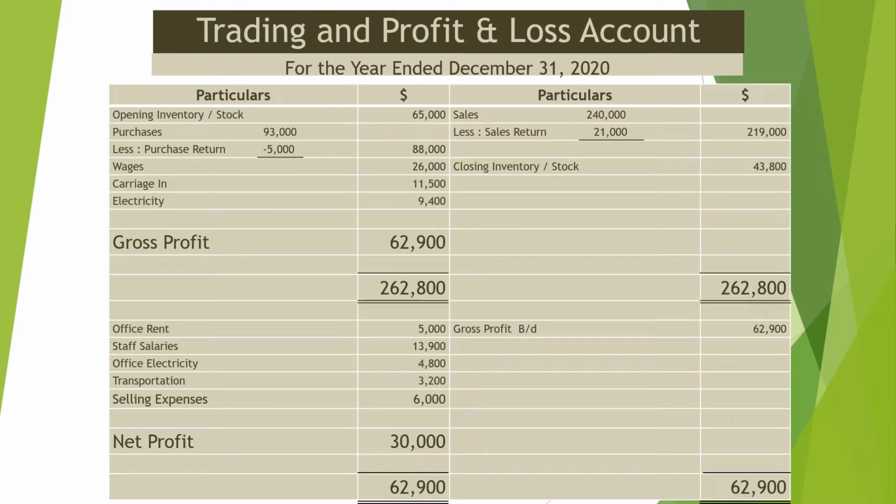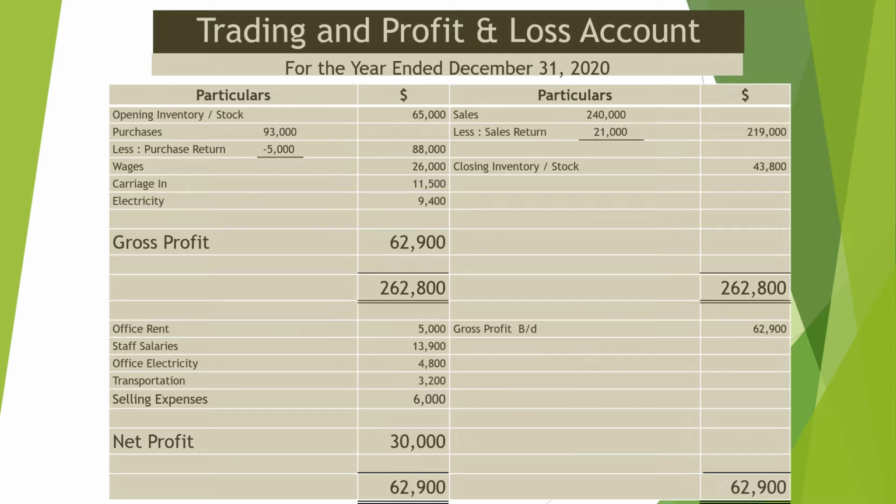As you would see in the format, the upper part is for the factory revenues and expenditure, and the lower part is for outside the factory expenses. The opening inventory stock, the purchases less purchase return, the wages of the factory, carriage in, electricity of the factory, and the sales minus sales return, which will be the net sales, and the closing stock. Now, sales minus all the expenses will be the gross profit or gross loss.